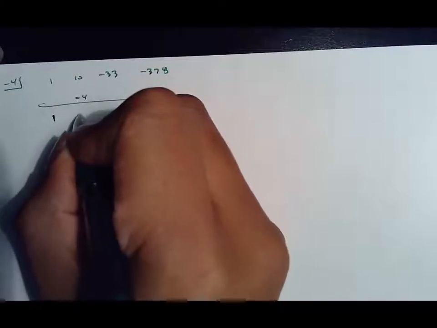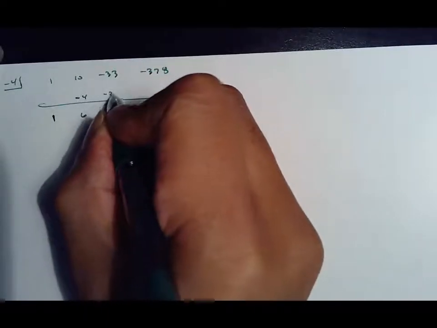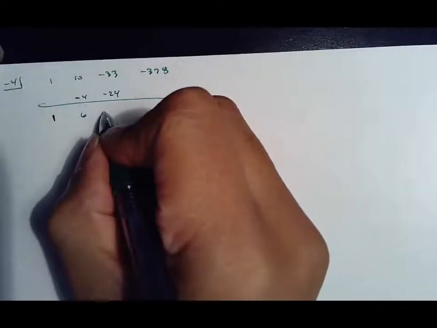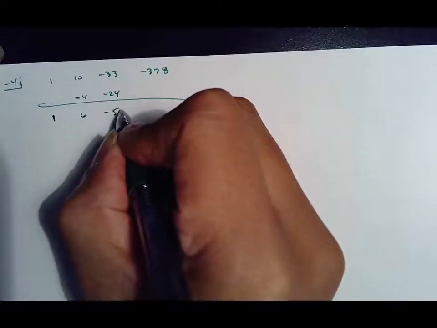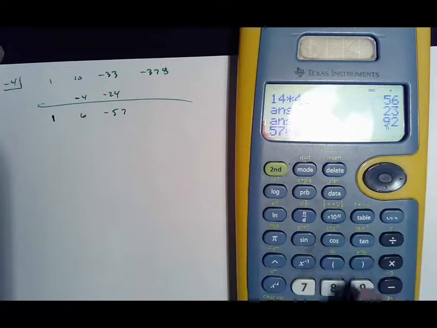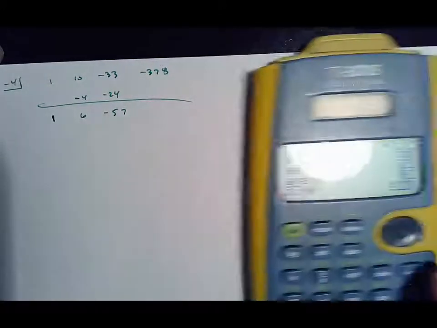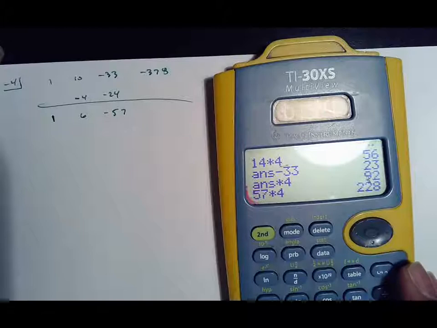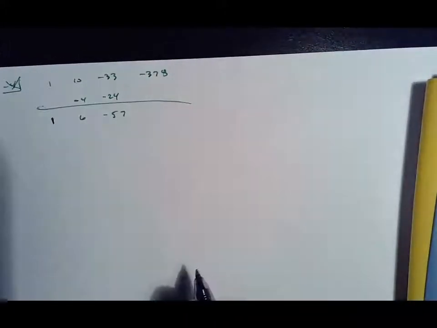1, negative 4, 6, negative 24, negative 57, which is, again, breaking my heart, 228, not 378. So negative 4 does not work.